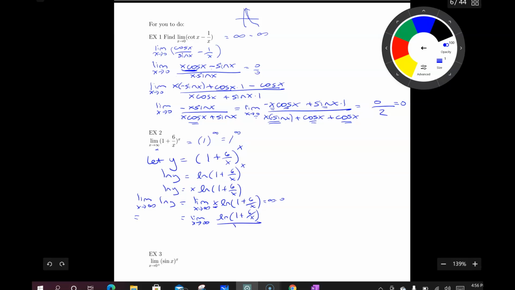So let's move x to the denominator as 1 over x. Now when I put in infinity, I get ln of 1, which is 0, over 1 over infinity, which is 0. So now let's use our L'Hopital's rule.